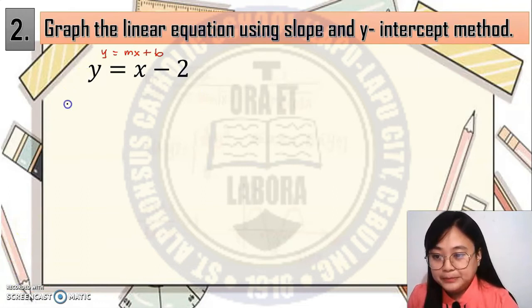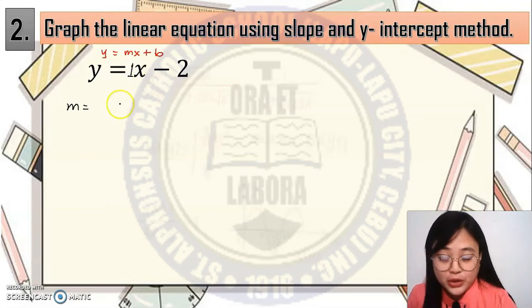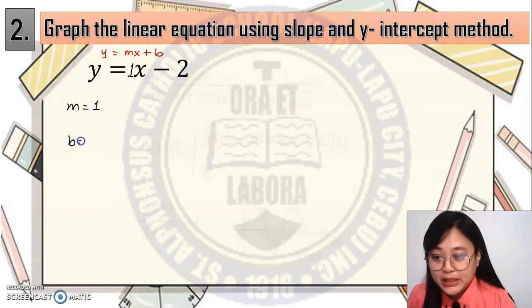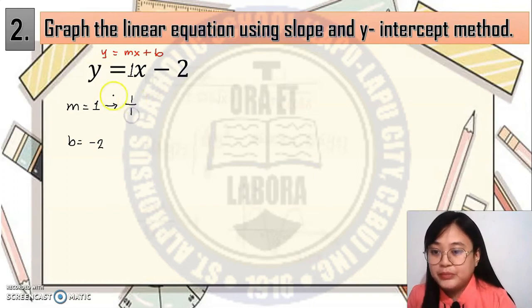So your m here is, since the numerical coefficient of x is none, there's an understood 1 there, so your m is 1 and your b is negative 2. I've said here, class, that you need to express your m in fractional form, which will be equivalent to 1 over 1. And you need to have the ordered pair of b, pairing it with 0 as your x, and the y-intercept negative 2.